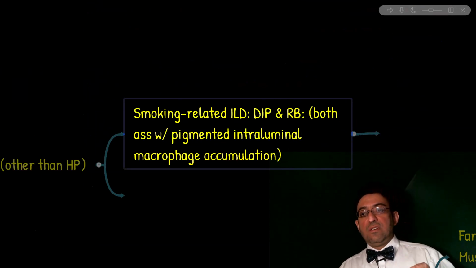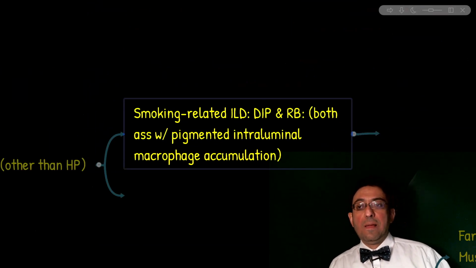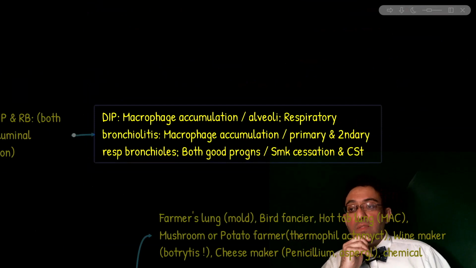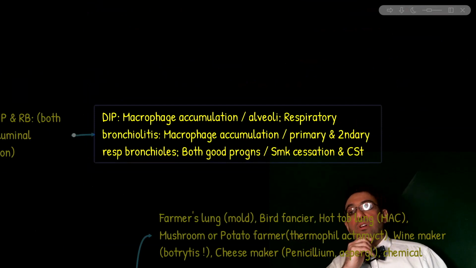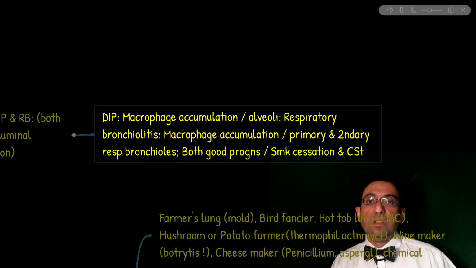Now, in addition to the smoking history, what is the most important finding? The finding is what we have in the biopsy, and that is presence of pigmented intraluminal macrophage accumulation. So how do we differentiate these two? If the macrophage accumulation is reported to only involve the alveoli, that's DIP, Desquamative Interstitial Pneumonia. While if it involves primary and secondary bronchioles in addition to possible alveolar involvement, that's logically called respiratory bronchiolitis.